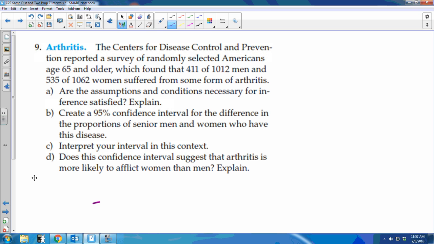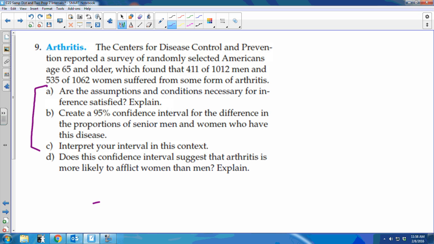The Centers for Disease Control and Prevention reported a survey of randomly selected Americans aged 65 and older, which found that 411 out of 1,012 men and 535 out of 1,062 women suffered from some form of arthritis. So this is going to go through, and A, B, and C are going to split this all up very nicely for you in the 3 steps, but generally it's just going to say construct a confidence interval, and you're supposed to do all 3 of these things anyway. So our book is trying to be nice, but remember these are all 3 parts of this.